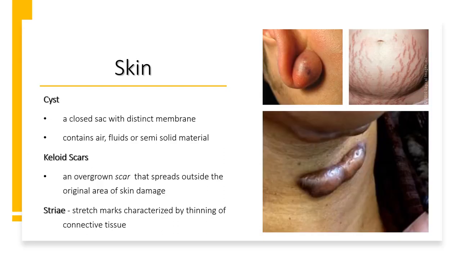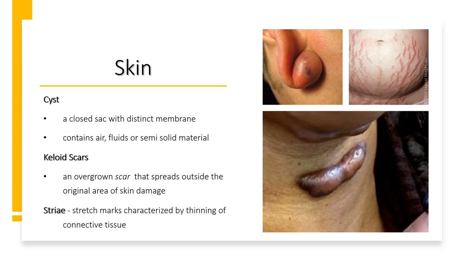A cyst, which we can see behind the ear in the top right picture, is a closed sac with a distinct membrane around it, and it contains air, fluids, or semi-solid material. It might be pus. It might have solidified a little bit. So a cyst is normally either full of air or fluid or semi-solid matter like pus.